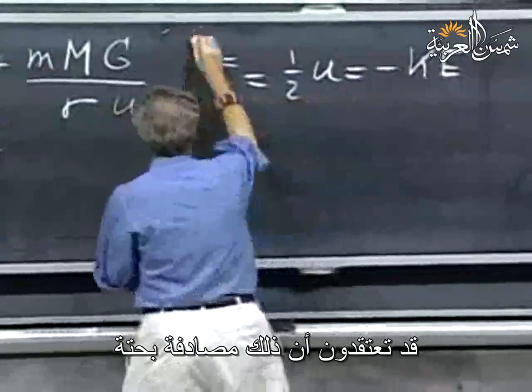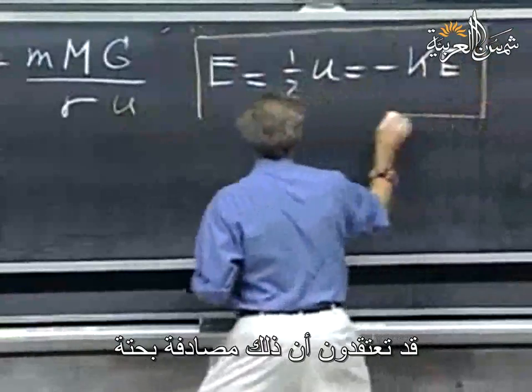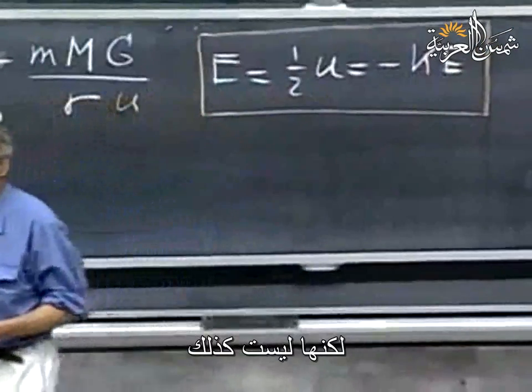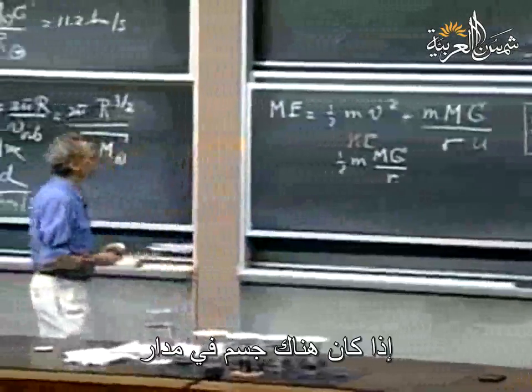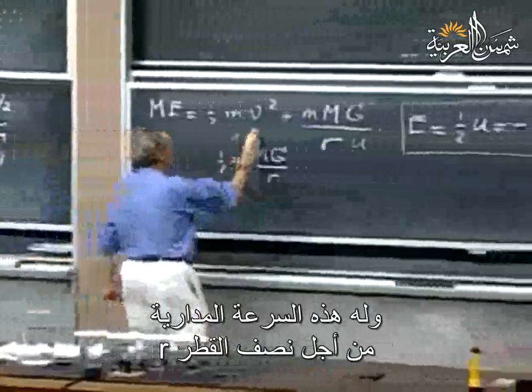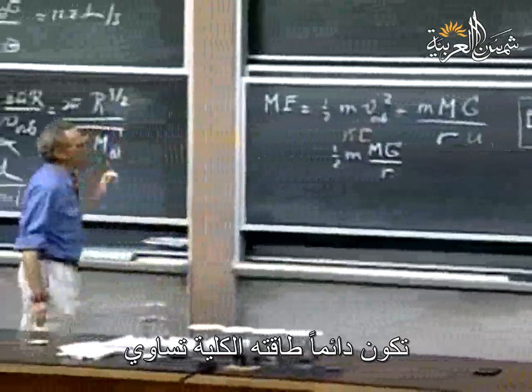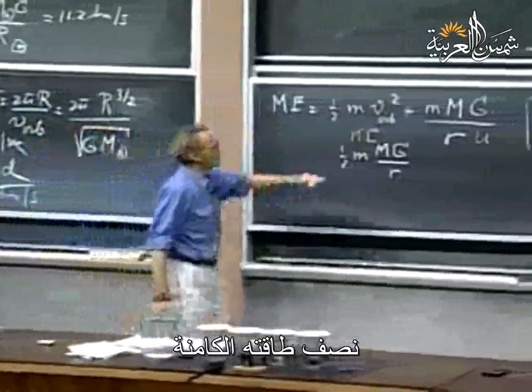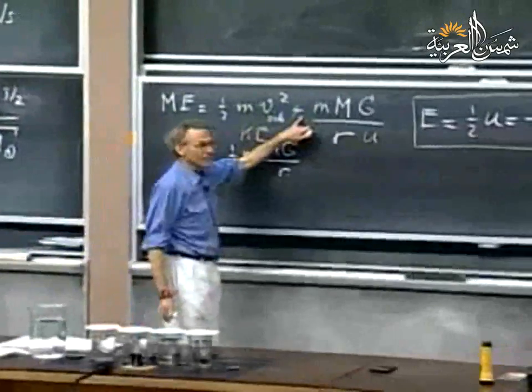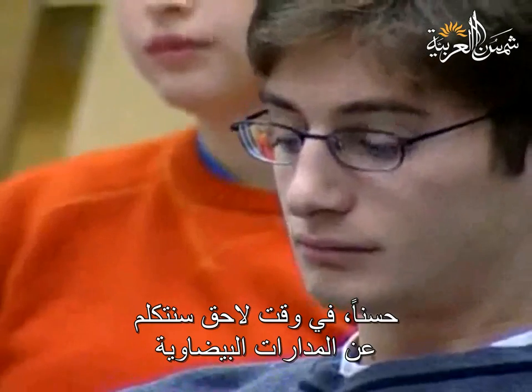A remarkable coincidence, you would think, but it's not as much a coincidence as you think, of course. If something is in orbit, this is the orbital speed at radius r, then its total energy is always half the potential energy. It's always negative. Okay, later in the course we will cover elliptical orbits.